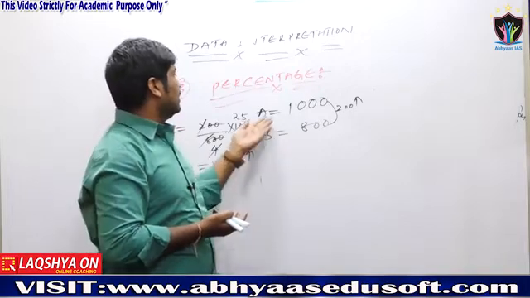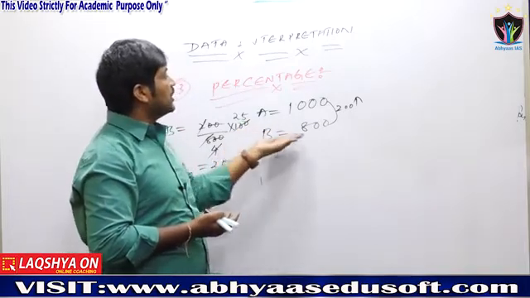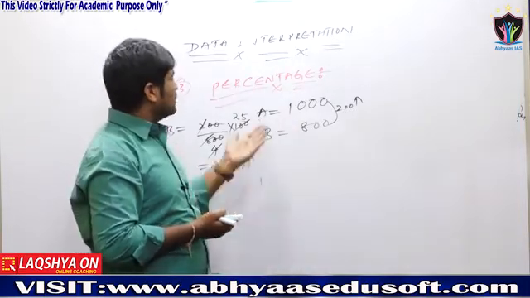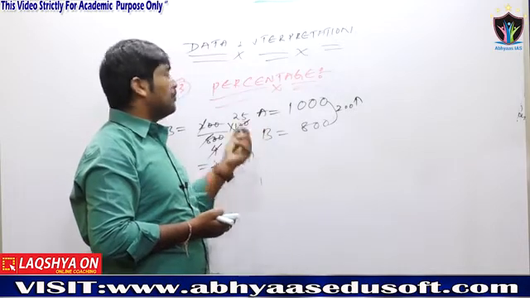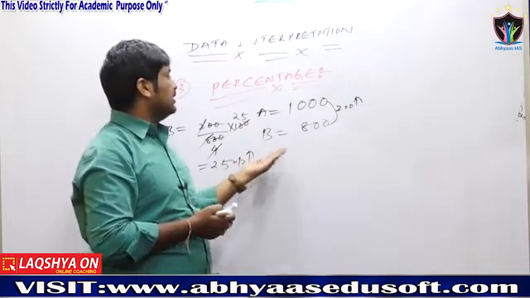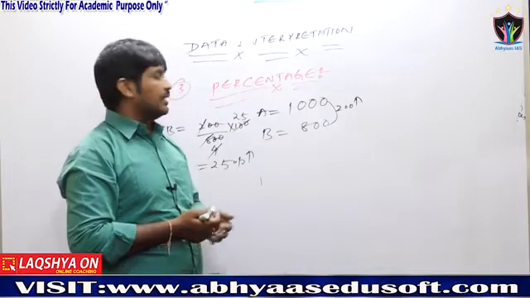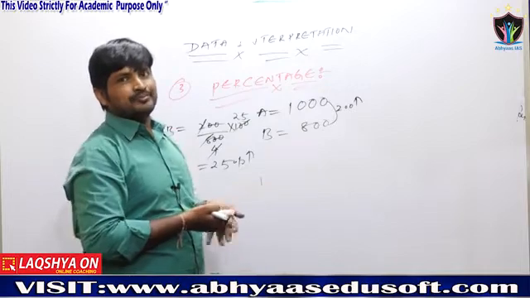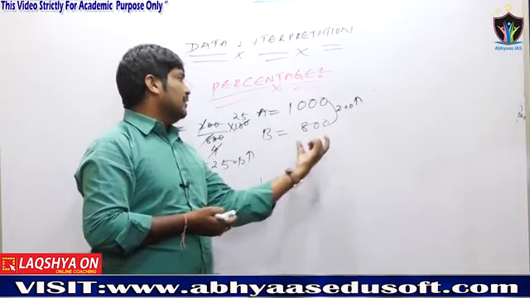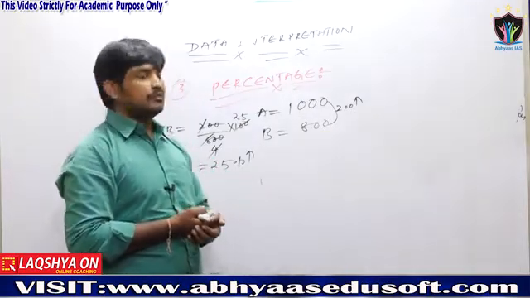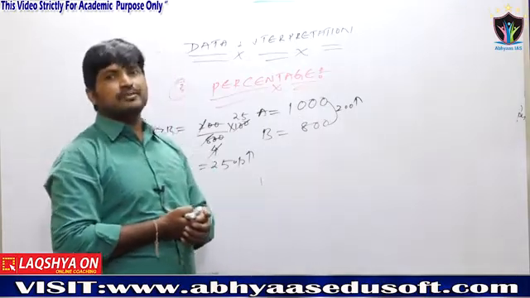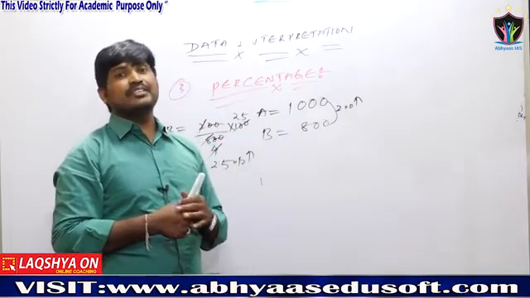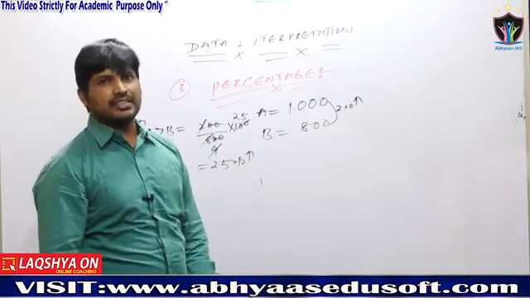Then we can say how A compares to B. If A's value is 800 and B's value is 1000, then only can we say A is more. So 800 is the first value, the initial value. Always consider the initial value to be 100%. Initial value is always 100%.